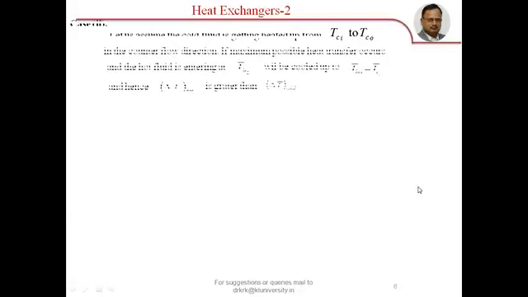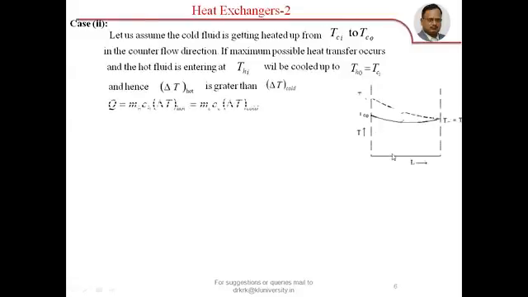Now in the second case, let us assume the cold fluid is getting heated up from TCI to TCO normally, but the hot fluid is entering at THI, subjected to maximum temperature drop, and leaving at TCI. This is from TCI to TCO as usual, but the hot fluid which is entering at THI is subjected to the maximum temperature drop and leaving at THO.